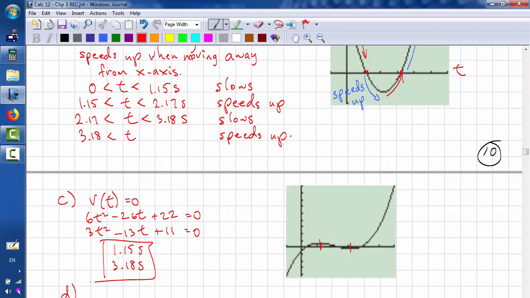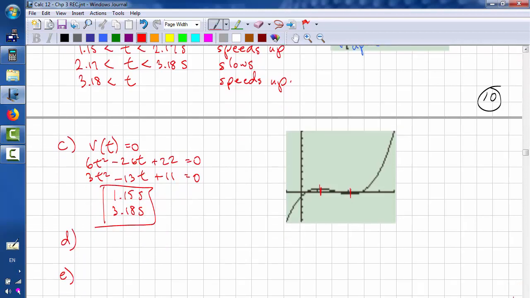D, when is the particle at rest? Okay, so when it's changing directions, it's actually at rest. It's just stopped just for an instant when it changes directions. So we have t is approximately 1.15 seconds and approximately 3.18 seconds.